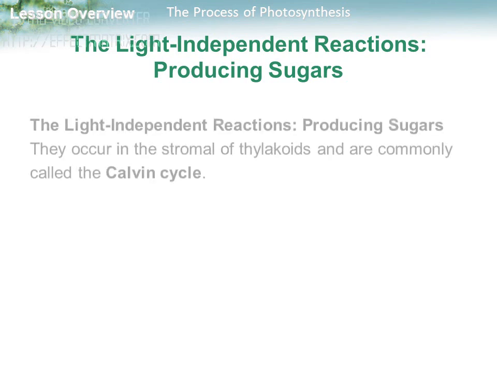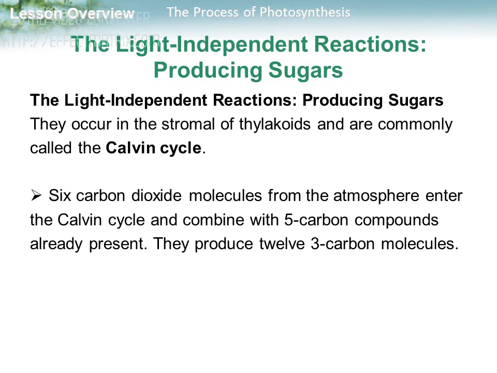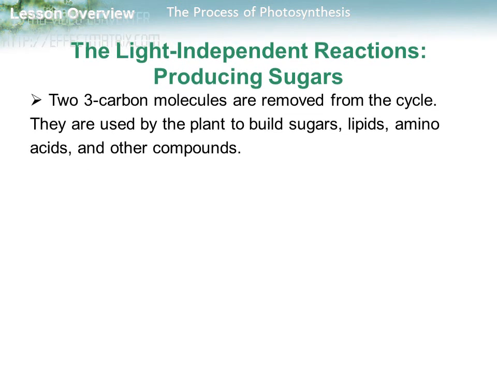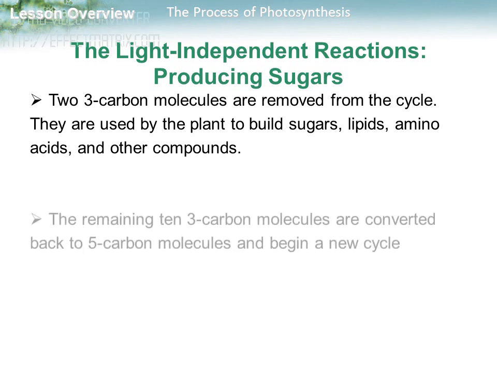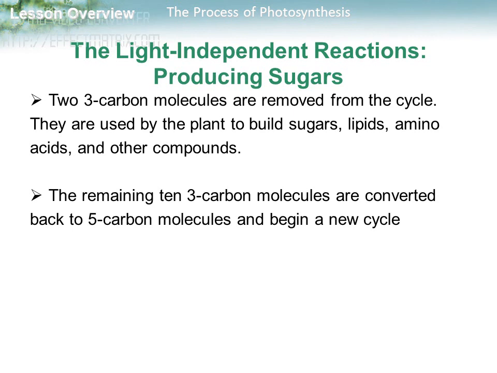In the light-independent reactions, 6 carbon dioxide molecules from the atmosphere enter the Calvin cycle and combine with 5-carbon compounds already present. They produce 12 free carbon molecules. And 2 carbon molecules are removed from the cycle. They are used by the plant to build sugars, lipids, amino acids, and other compounds. The remaining 10 free carbon molecules are converted back to 5-carbon molecules and begin a new cycle.